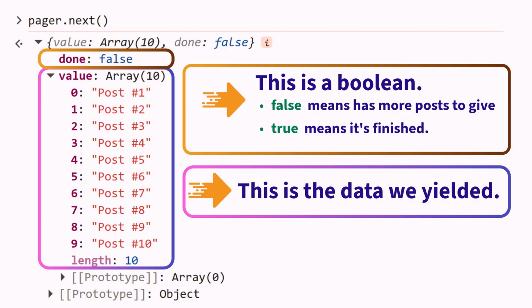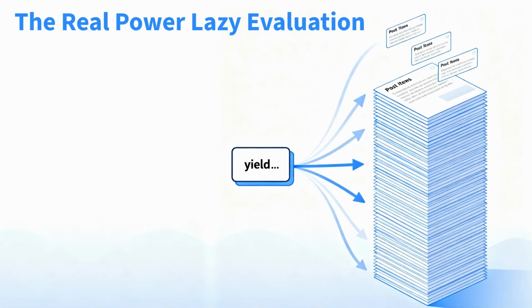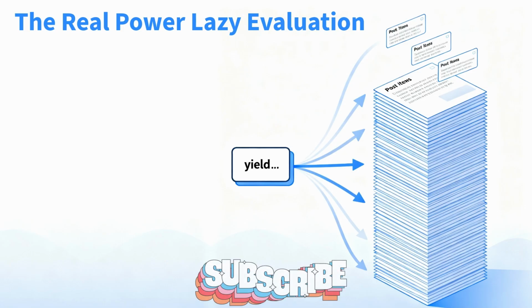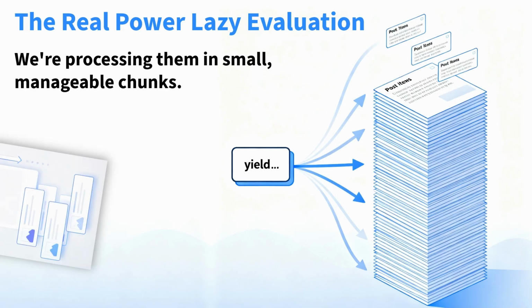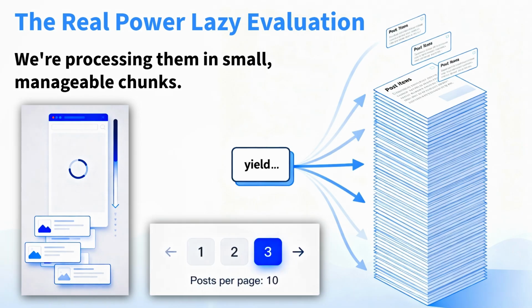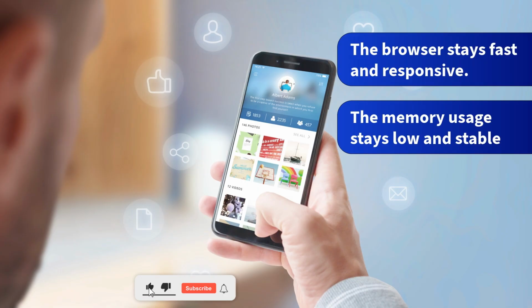This is incredible. The generator is sleeping and holding its state, just waiting for us to call next. We are only doing the work for the 10 posts we needed, exactly when we needed them. This is lazy evaluation. We are not processing all 5000 posts and creating the UI components. We are processing them in small, manageable chunks. This is the exact principle behind infinite scroll or pagination buttons. The browser stays fast and responsive, and the memory usage stays low and stable.